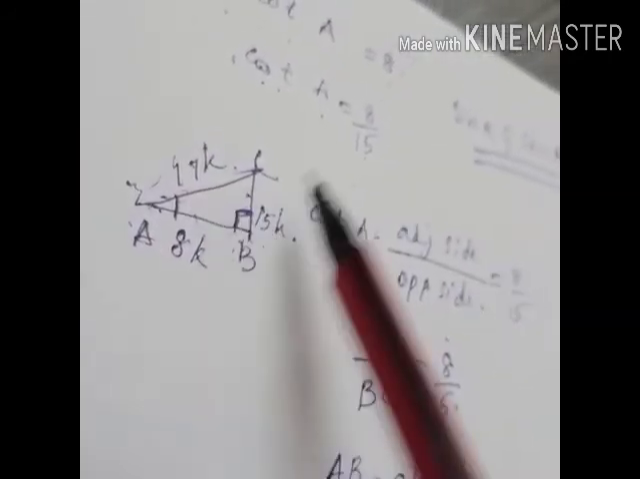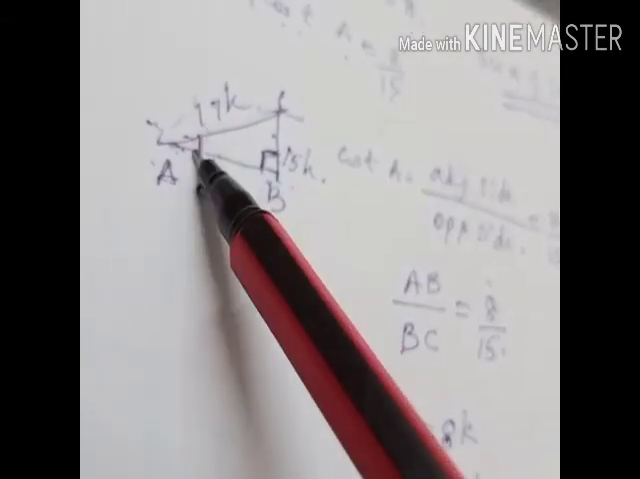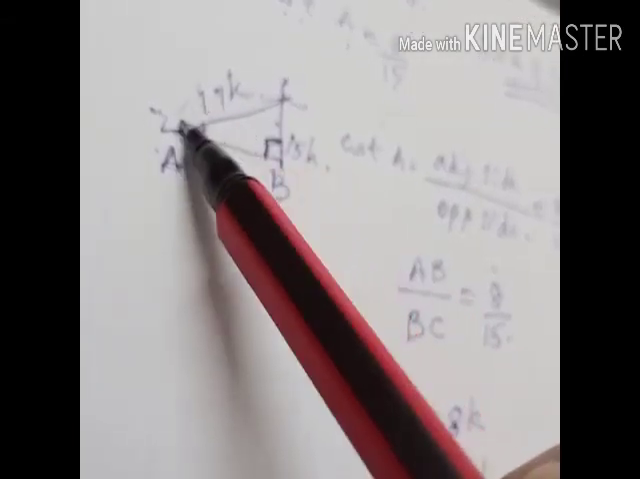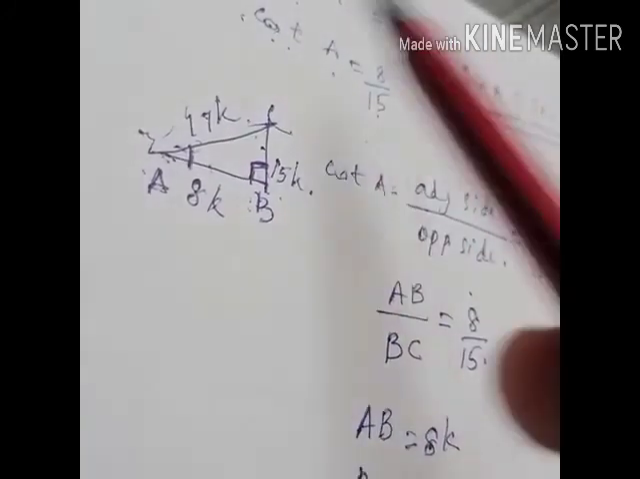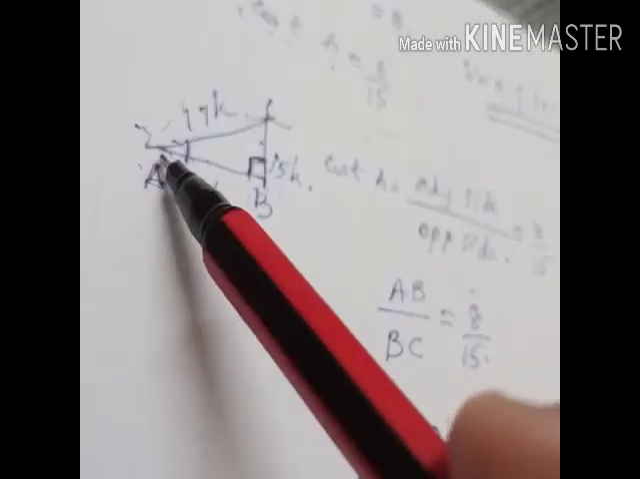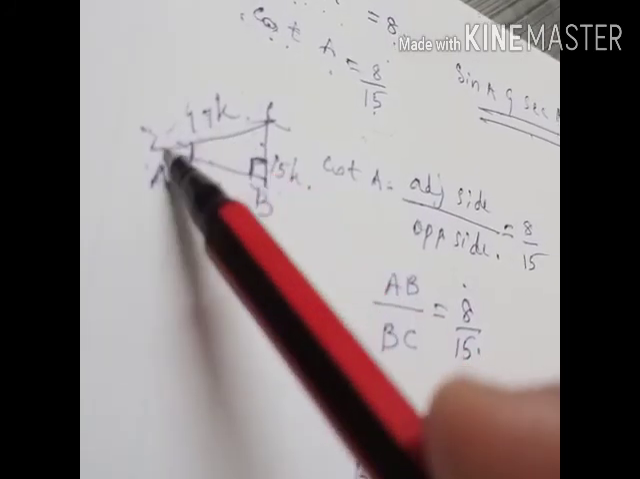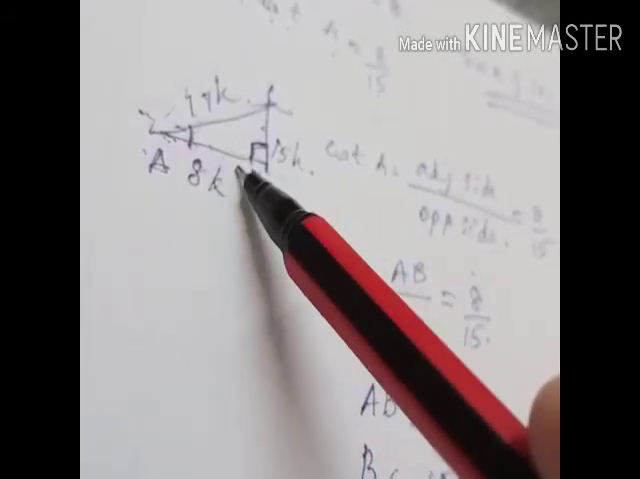Then we have to find sin A and sec A. So sin A means what? Side opposite to angle A by hypotenuse. Then sec is just the reciprocal of cos. That means hypotenuse by adjacent. Hypotenuse by side adjacent to angle A. Okay.